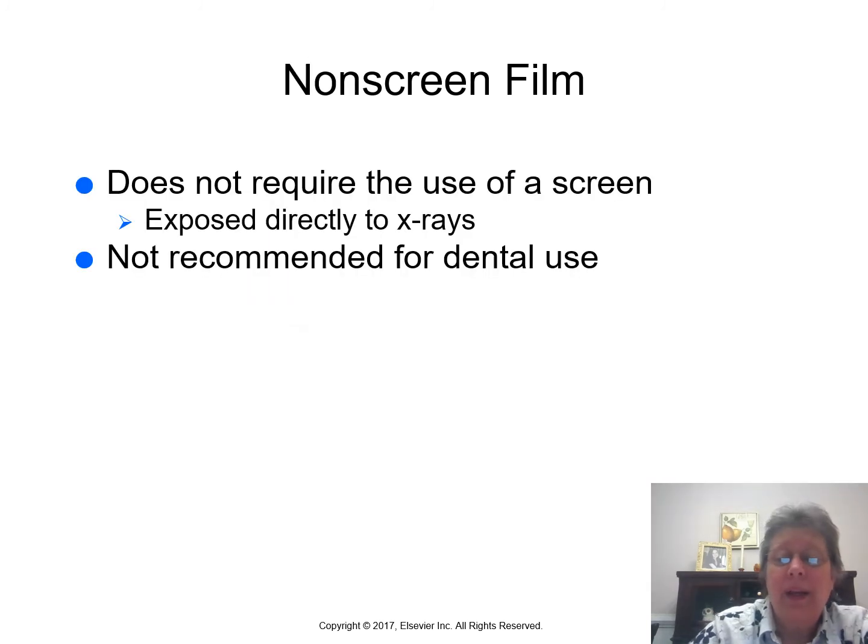We talked about the other type of extraoral film is non-screen film. We don't use that in dentistry because it takes a lot more radiation to expose one that doesn't have a screen. The screen actually intensifies that light that is emitted so that we don't have to use as much radiation to get a diagnostic quality radiograph.